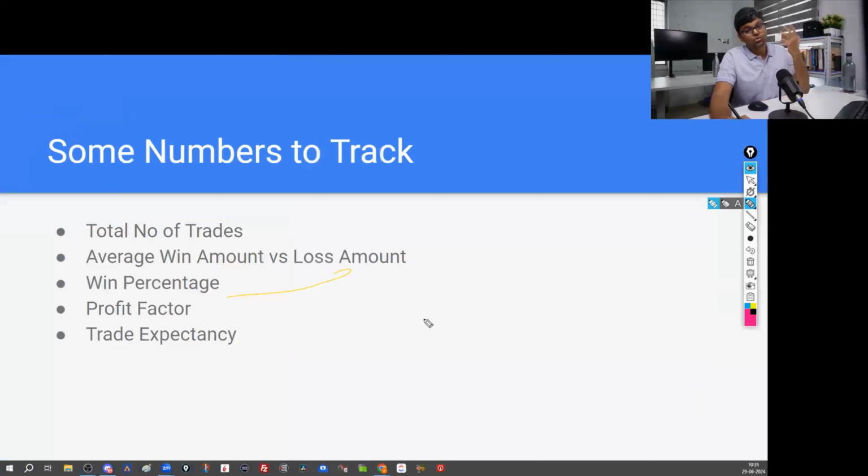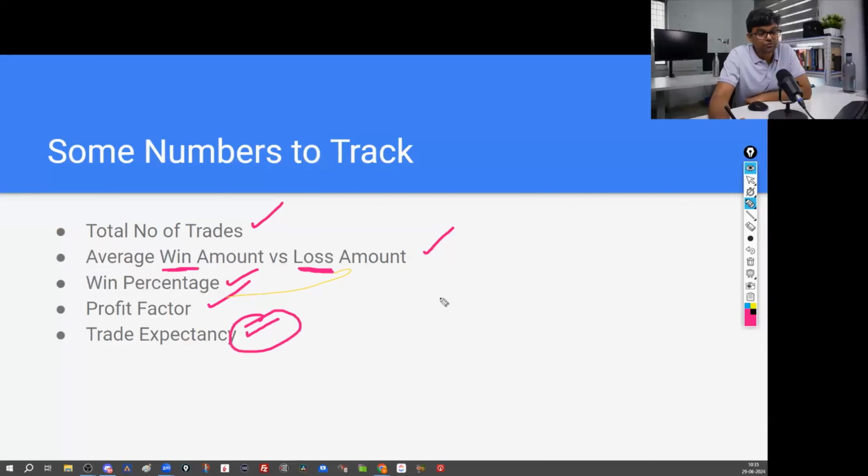Now let us look at some more numbers which are not usually presented in terms of charts, but you can look at the total numbers. So total number of trades you have taken in a particular week, month, depending on the frequency of your trading. Average win and loss amount, obviously. Win percentage total, like we are in a range of 40 to 50%. Okay. Profit factor. This is what? Average win amount divided by average loss amount. Trade expectancy. We are going to look at what this means. All right. Fine. Let us start.